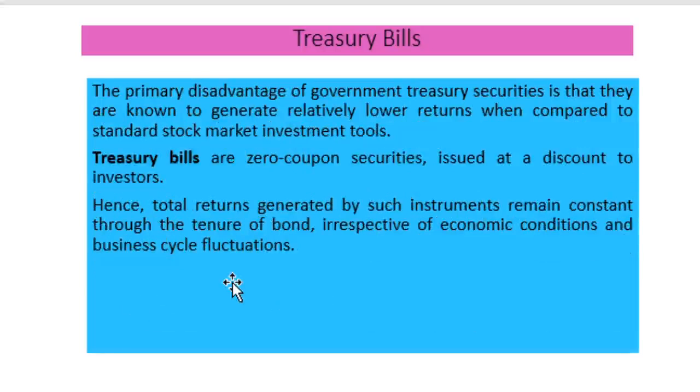Then, the primary disadvantage of government treasury securities is that they are known to generate relatively lower returns when compared to standard stock market investments. They are zero coupon securities issued at a discount to the investor. Hence, the total return generated by such instruments remains constant through the tenure of the bonds, irrespective of economic conditions and business cycle fluctuations. That is, returns will be constant, and the return will be small also. The risk also will be lower in the case of the treasury bill.